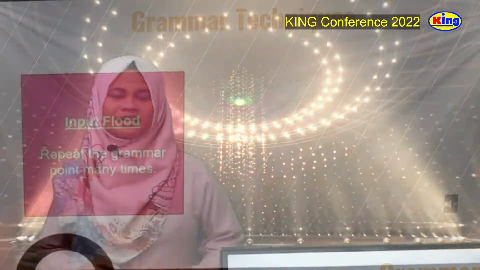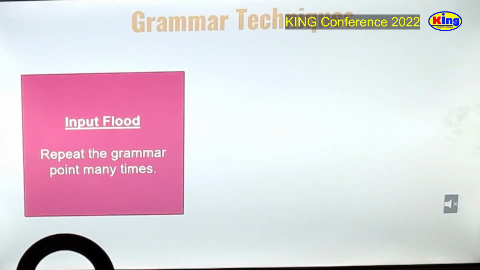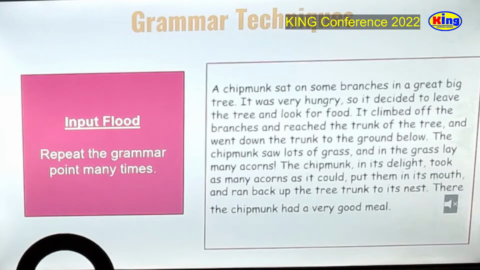Then the next technique is input flood. It's similar to the previous one, but the previous one used your voice to play with stress, and this one you use the grammar point many times in your classroom.